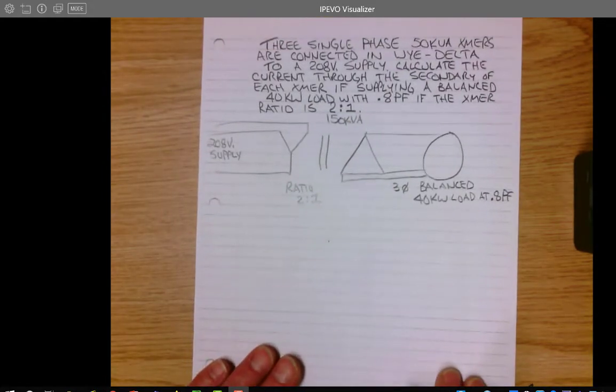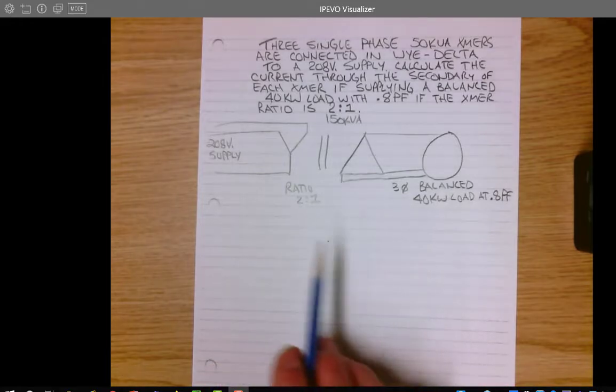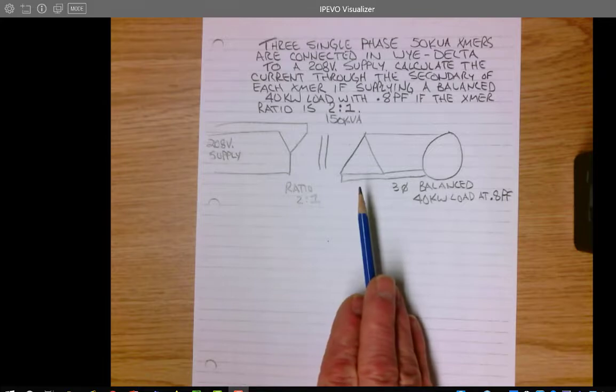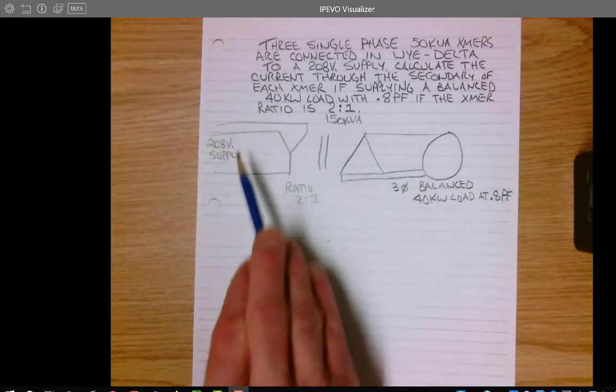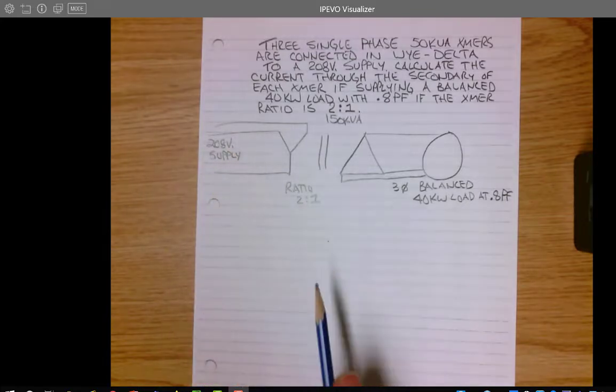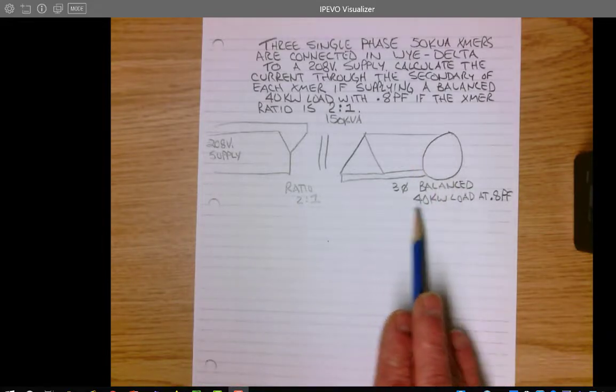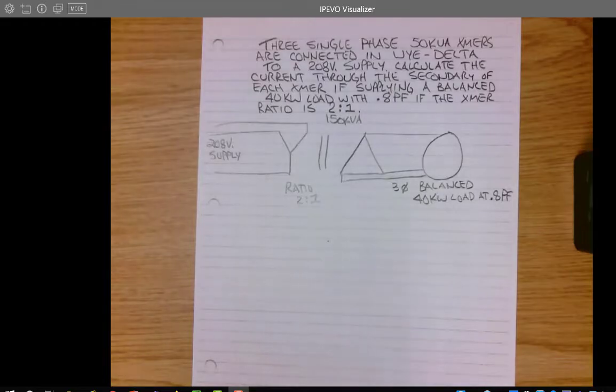Okay, your drawing could look something like this. It's really straightforward. It just tells me that the connection is a Y primary, delta secondary. Our supply is 208 volts, and that's the line voltage on the supply. We're connected to a balanced three-phase load of 40 kilowatts at 0.8 power factor.